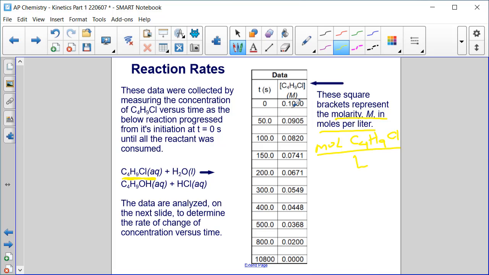So look what happens. We start out with 0.1 molar C4H9Cl, and every 50 seconds we take a reading, and you can see that reading decrease, decrease, decrease, decrease until at 10,800 seconds we have 0. And that's when we stop collecting our data. So let's take a look at the data in more detail in the slides ahead.